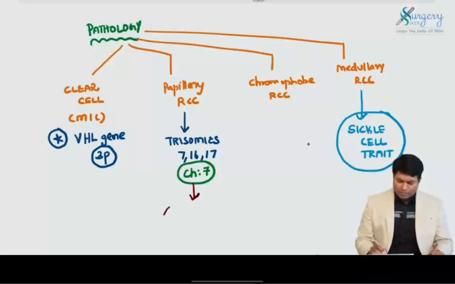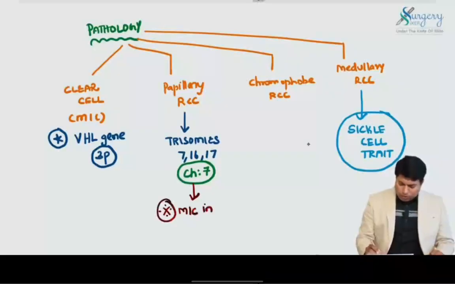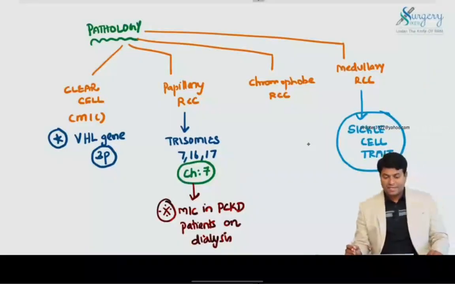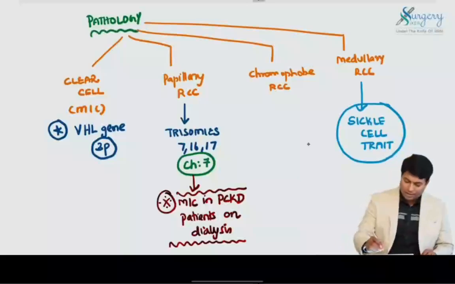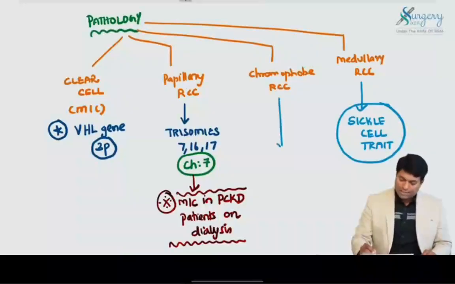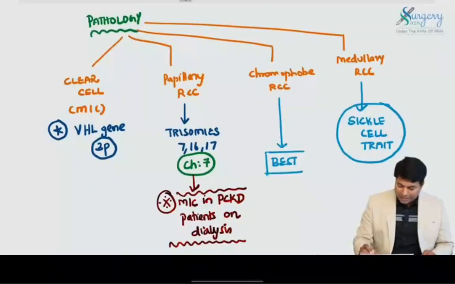This tumor is most common in polycystic kidney disease patients undergoing dialysis. PCKD patients on dialysis will most commonly get papillary RCC. Please don't forget this point. And chromophobe RCC is the one which carries the best prognosis. These are some one-liners which I expect may be asked in Bailey and Love.